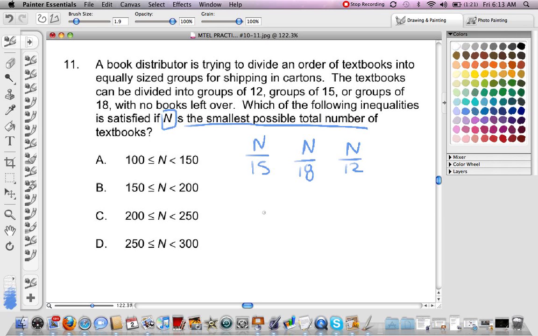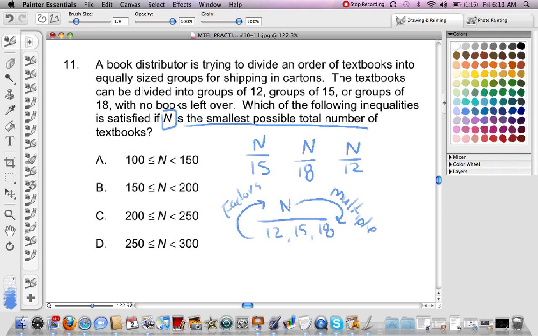So, looking at this slightly differently, 12, 15, and 18. n is a multiple of 12, 15, and 18, because 12 has to be able to go into n evenly, and 15 goes into n evenly. So does 18. And 12, 15, and 18 are factors of n.